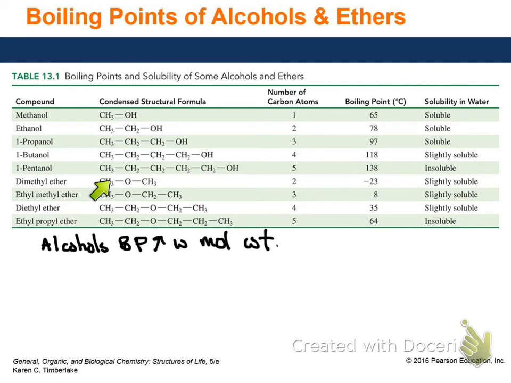Now look at dimethyl ether, right? It has 2 carbons, 6 hydrogens, and an oxygen. Look at ethanol. 2 carbons, how many hydrogens? Plus 1, 6, and an oxygen. So ethanol and dimethyl ether are actually isomers of each other. They have the same formula.